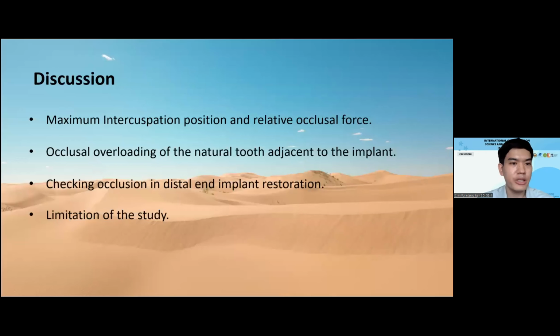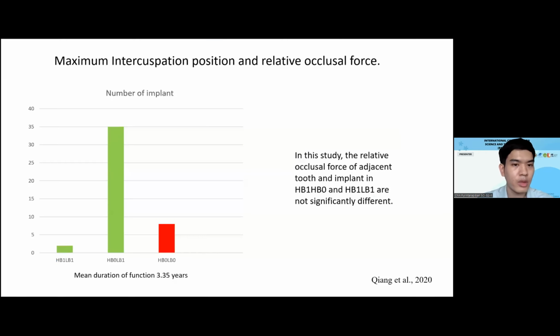So these are the topics that we are going to talk about in discussions. The first one is maximum intercuspation positions and the relative occlusal force. In this study, the relative occlusal force of adjacent tooth and implants in HB1, LB0 group and HB1, LB1 group are not significantly different because we measure in heavy bites. So this is why it's not different.